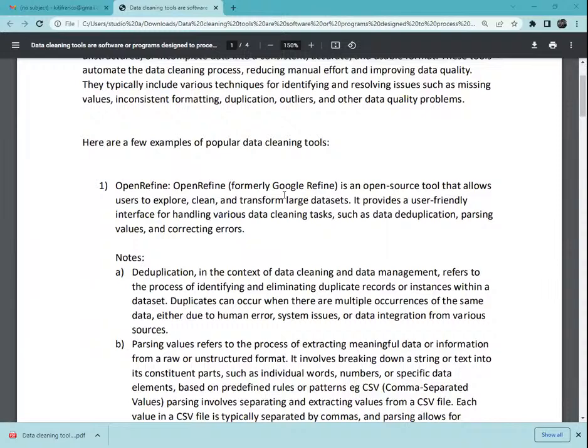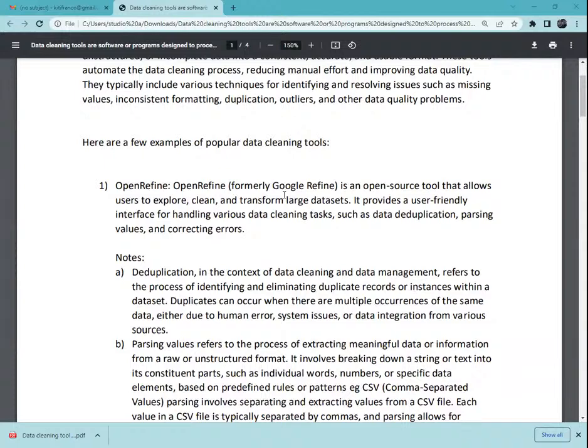It's an open source tool that allows users to explore, clean, and transform large data sets to whatever format you would wish to have. It provides a user-friendly interface for handling various data cleaning tasks, such as data deduplication, removing those duplicates, is what we call deduplication. The opposite of duplication is deduplication. Then we have here the concept of parsing values and correcting errors.